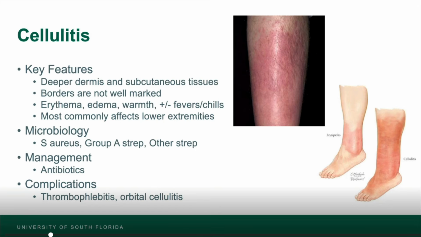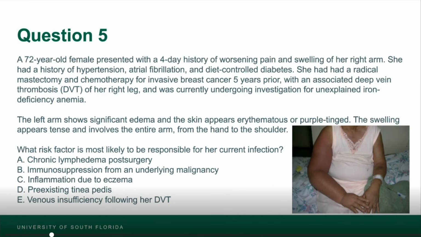I think you guys know the clinical features of cellulitis: erythema, edema, warmth, fever, chills. Most commonly it affects the lower extremities, but we all know cellulitis can occur anywhere on the body, particularly in areas where you've had a trauma or a surgery, something that disrupted the natural skin. Staphs and streps are by far the most common. And then depending on where on the body it is, you can have all sorts of complications.